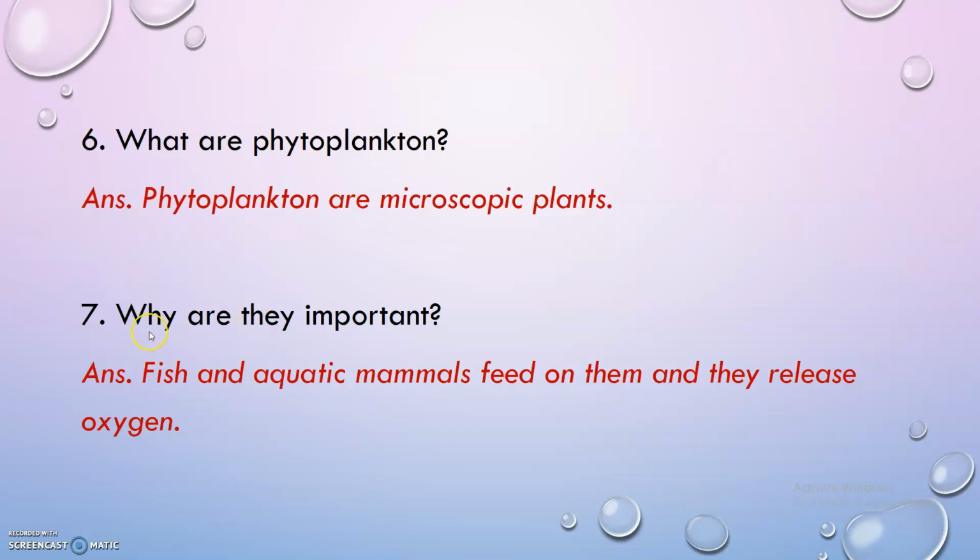Okay. Question number 7. Why are they important? Why are phytoplankton important? Answer: fish and aquatic mammals feed on them and they release oxygen. So two important things are there. First, all other animals living in the ocean will feed on those phytoplankton or plants, and not only that, by the process of photosynthesis, after making food, the phytoplankton and other plant species will release oxygen into the ocean. So there are two importances: fish and aquatic mammals feed on phytoplankton and they release oxygen.